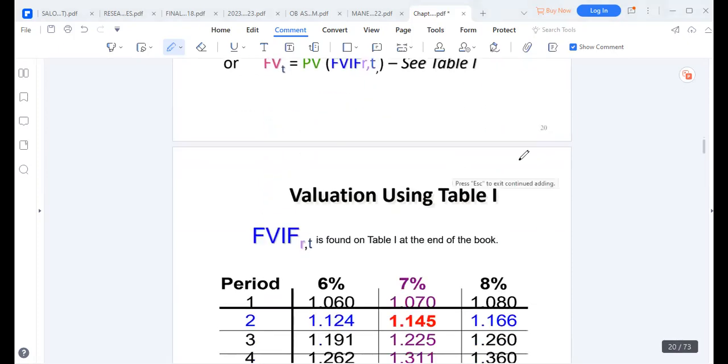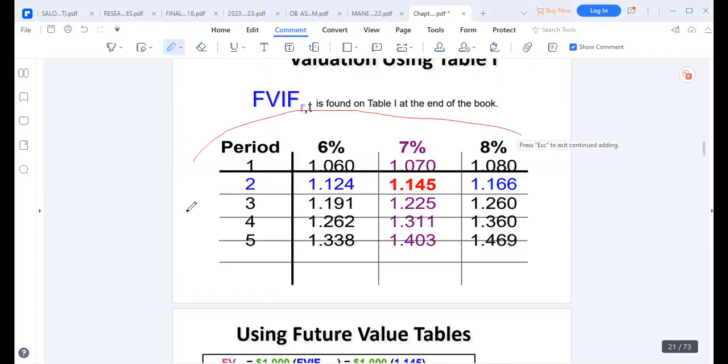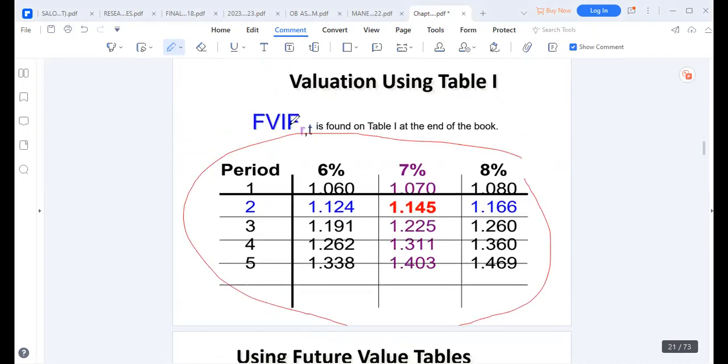Sometimes you'll be asked to use the tables. These are the tables I sent to you. You need to make sure that the title is written future value, PVIF. So if you're asked to find the future value, we use the present value and the future value interest factor table, rate against time. So we started with the 1,000 kwacha. Our interest rate here is 7%. And our time is 2 years.